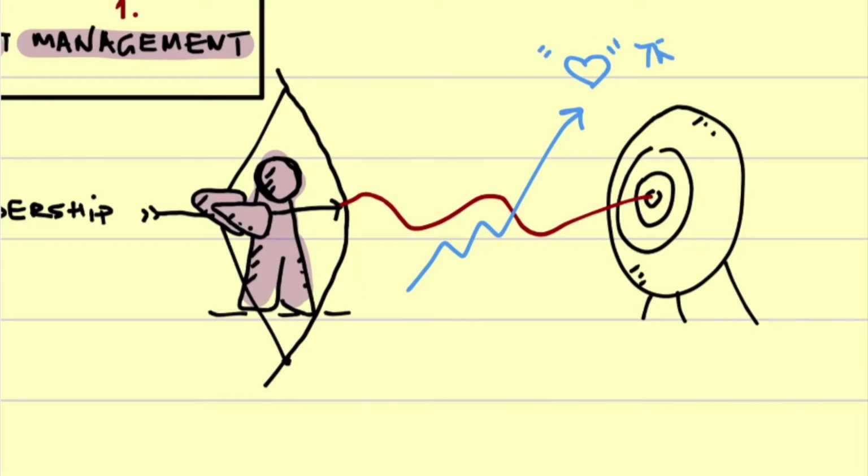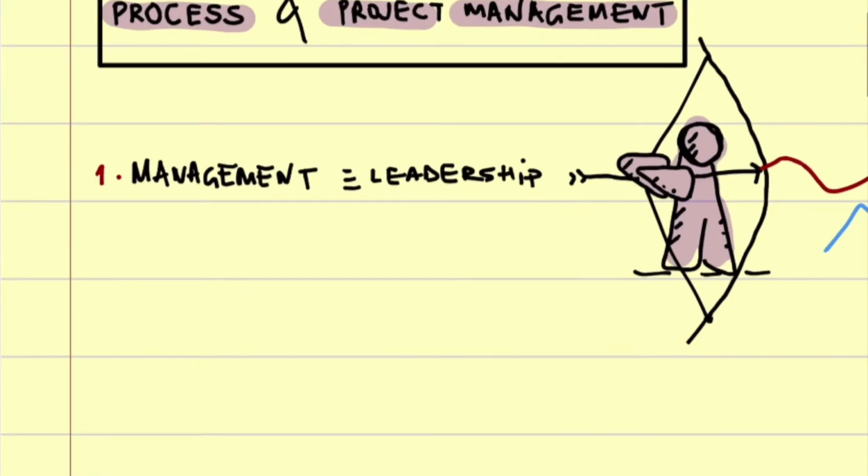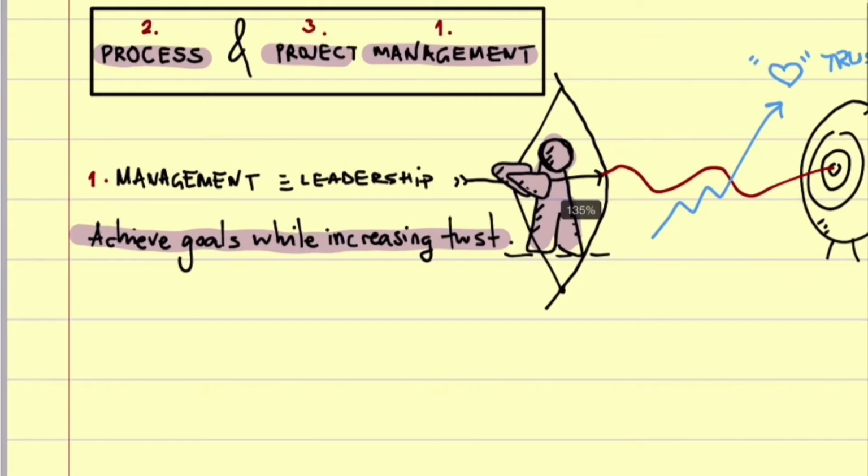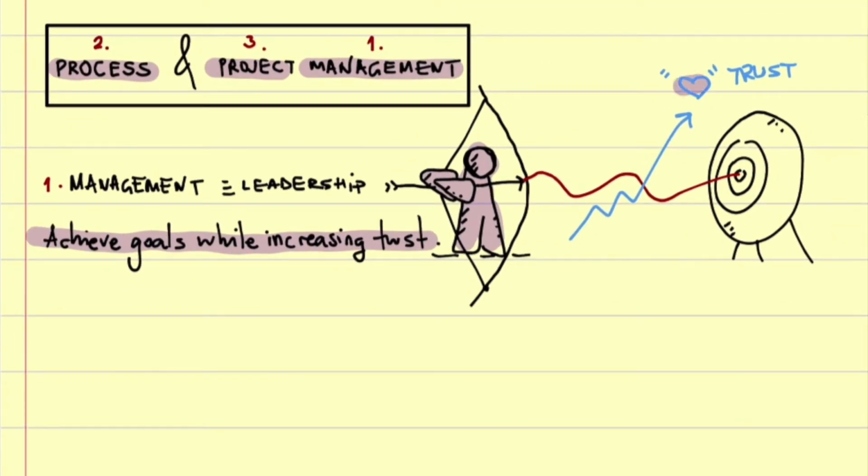Okay. Trust. So I define, it's not the only definition, but I define management or leadership by this sentence: achieve goals while increasing trust. Okay? Both need to be achieved. Both. So, in German, Ziele erreichen bei gleichzeitigem Vertrauensaufbau.